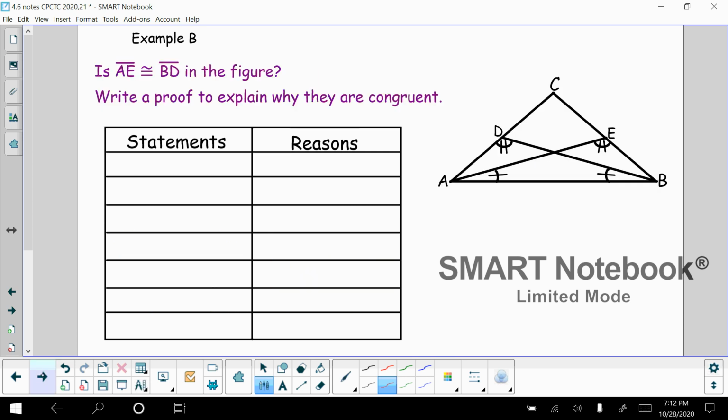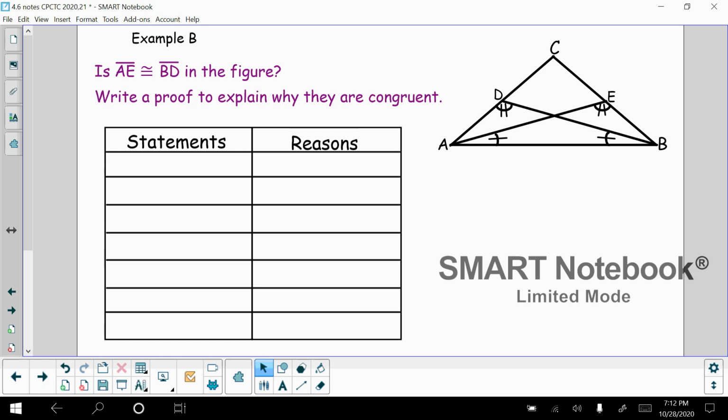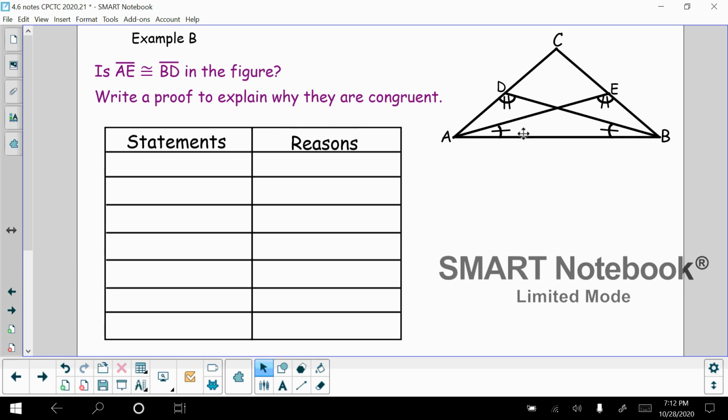All right, let's go to the next one. Let's try this one. It says, is AE congruent to BD? AE congruent to BD. Okay, so when you start seeing overlapping triangles, just like I said in the last section, I would really prefer that you redraw them, so that way it's easier to see.